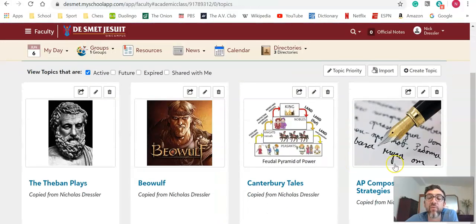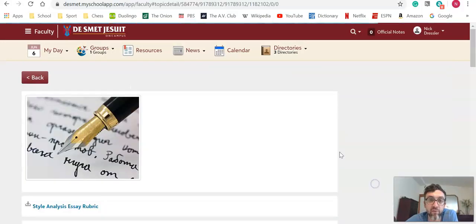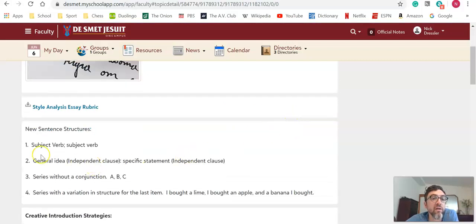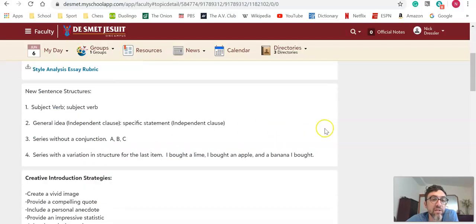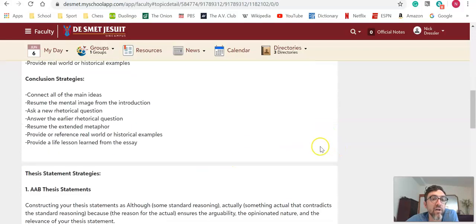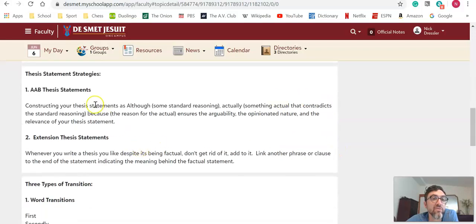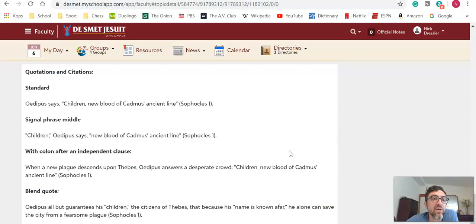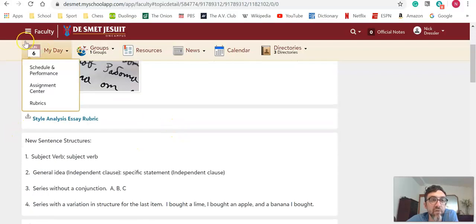And then with things like writing, I'll create a totally separate section, because this goes with any writing we do. So I'll give them a couple of sentence structures they might try. They get an extra point if they try a new sentence structure. Creative introduction and conclusion strategies. We've got some different types of college level thesis statements here, and then 3 different types of transitions. And then maybe just brief citation guidelines for quotes.